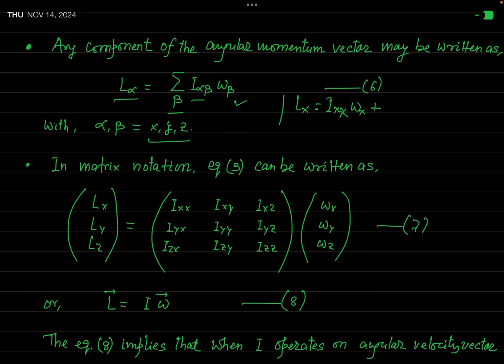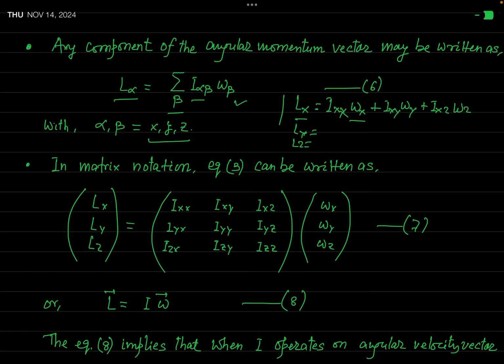Plus, now the second term: alpha is fixed at x, so this will be I x and beta. Now you have to take beta equal to y, so this is I x y and omega y. Plus, now alpha is fixed as x, and you take beta equal to z, so this is I x z and omega z. This is the expression for Lx. In the similar manner, you can easily find the expressions for Ly and Lz too.